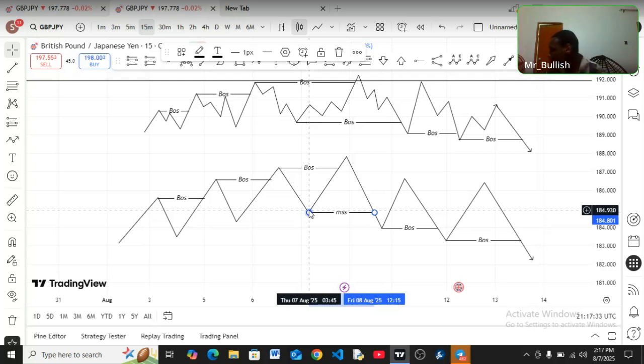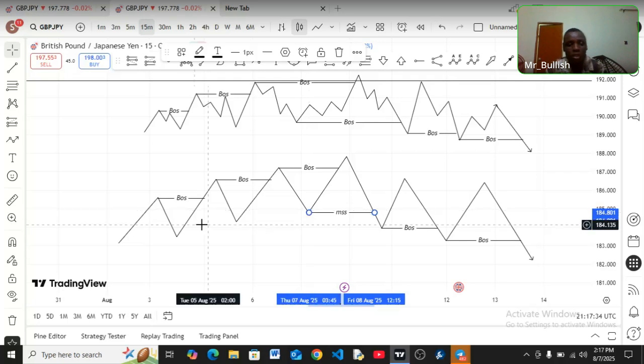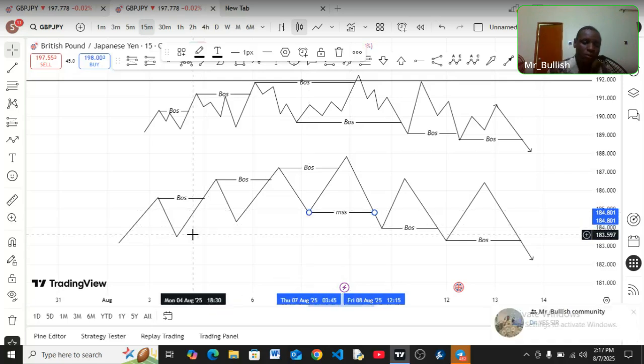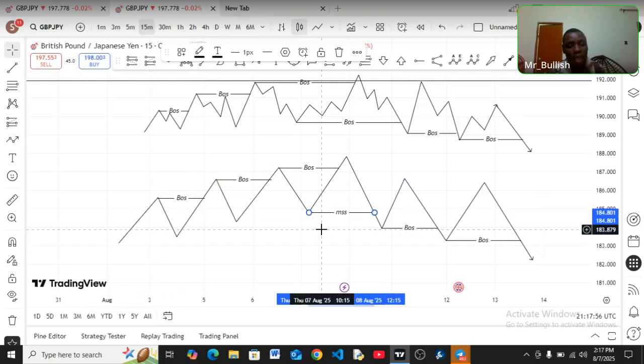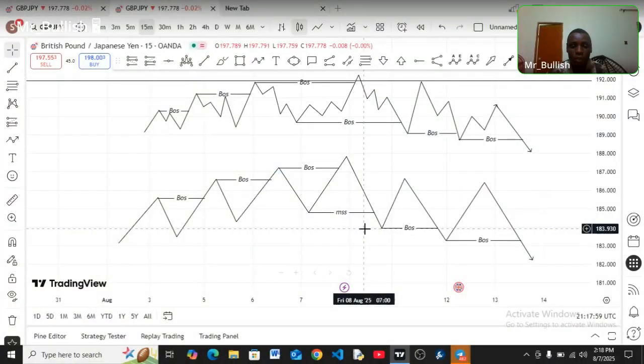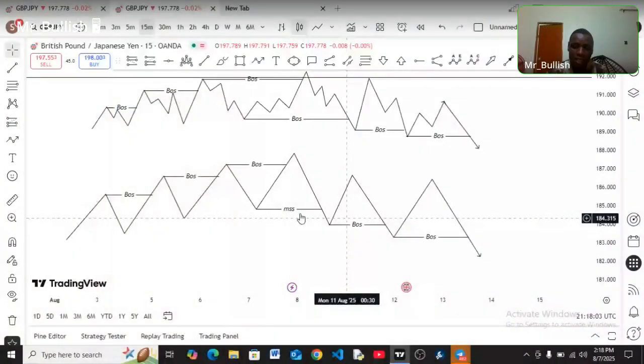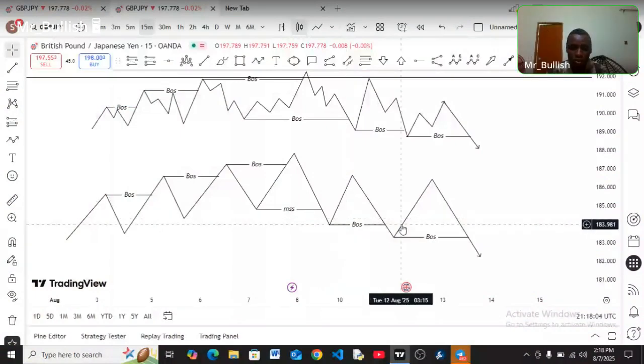Let me explain it for you guys now. In market structure, there's something we call weak highs and weak lows. We also have strong highs and strong lows. You see weak highs mostly when the market is trending downwards, that is in a downtrend, like this place we have here. This is a downtrend because we have our break of structure to the downside.